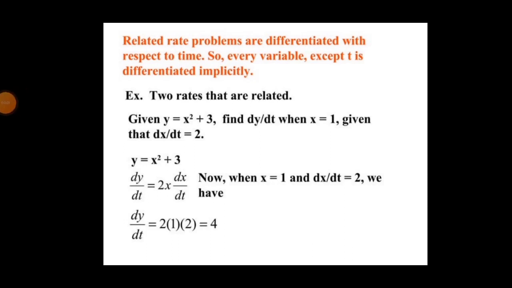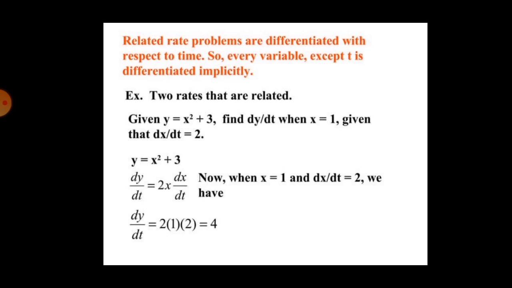Related rate problems are differentiated with respect to time. So every variable except t is differentiated implicitly. Example: two rates that are related. Given y is equal to x squared plus 3, find dy over dt when x is equal to 1, given that dx over dt is equal to 2.